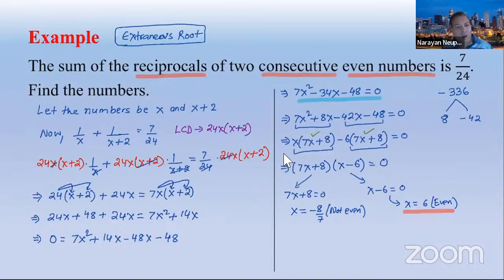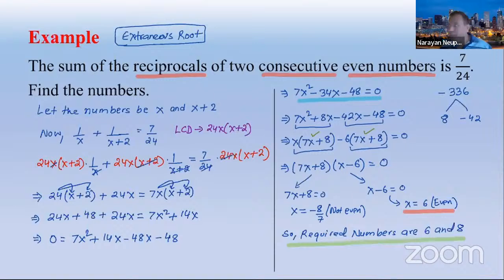So now we are looking for two numbers. If the first number is x or 6, then the other number is x plus 2, that is 6 plus 2, which is 8. So the numbers are 6 and 8. So let's write those down. The required numbers are 6 and 8. So those are the answers. We are looking for two consecutive even numbers and we got them. They are 6 and 8.